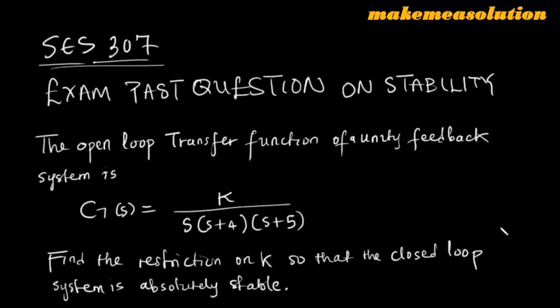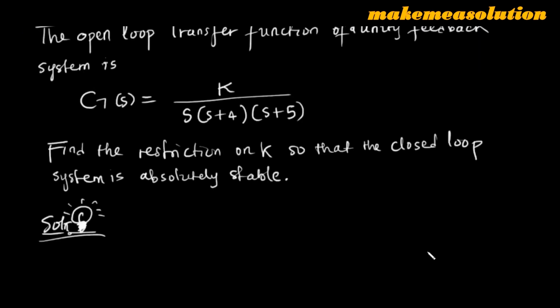Now we're going to apply what we've learned so far to solve this particular question on stability. You're given the open loop transfer function of a system as G(s) equals K divided by s into (s plus 4) into (s plus 5), certainly a type 1 system. We want to find the restriction on K so that the closed loop system is absolutely stable. So let's dive into this particular problem.